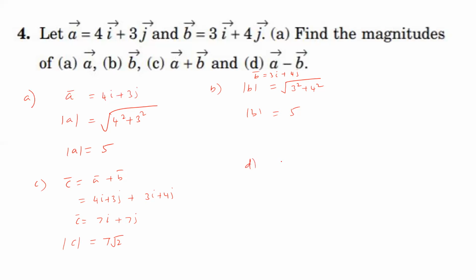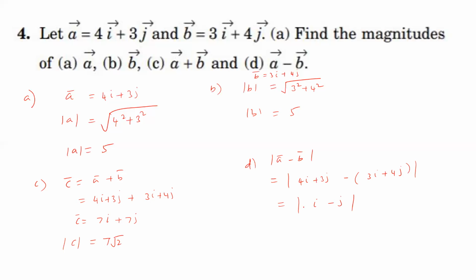And the fourth one, we have to find the magnitude of A bar minus B bar. The magnitude of A bar minus B bar is equal to A bar, which is 4i plus 3j, minus B bar, which is 3i plus 4j. We have to take the magnitude. That means 4i minus 3i is i, and 3j minus 4j is minus j.